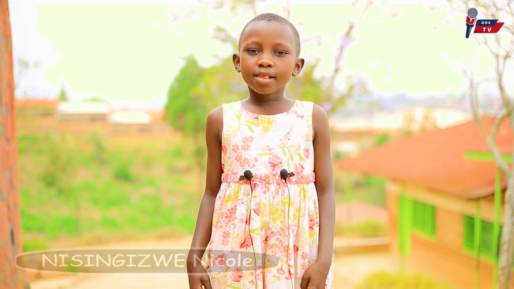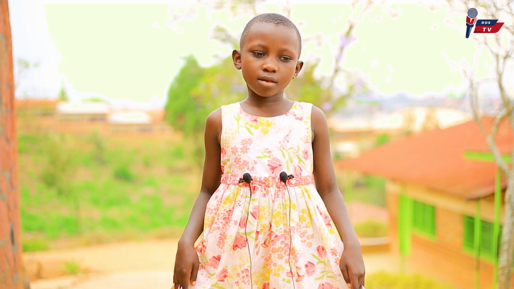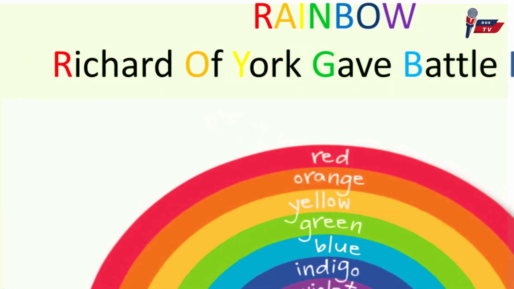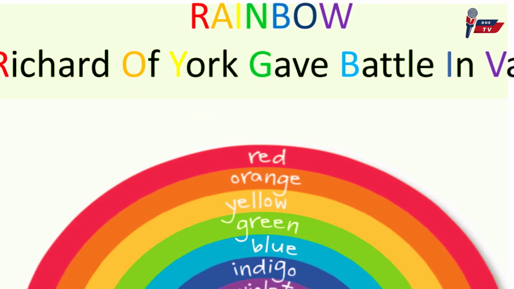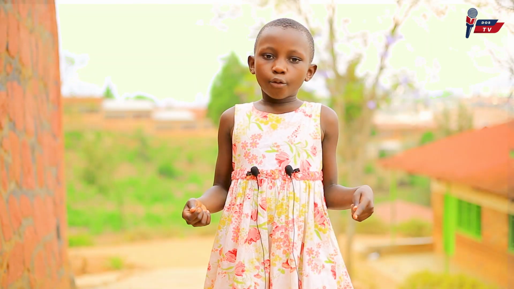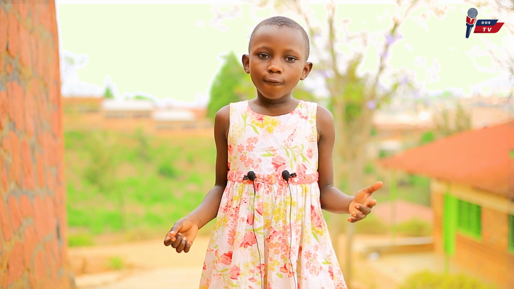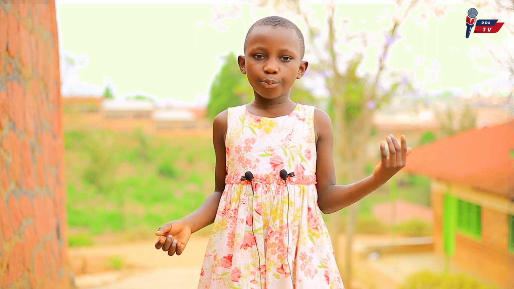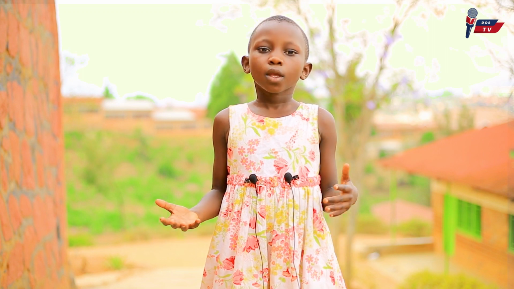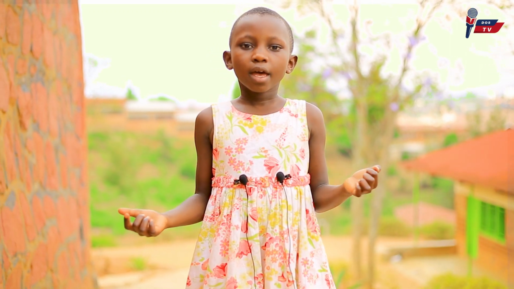Just memorize this easy sentence. Richard of York gave battle in vain. R for Richard represents red. O for of represents orange. Y for York represents yellow.